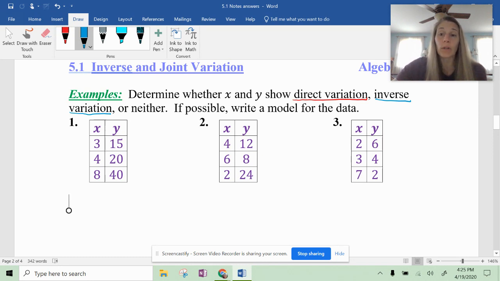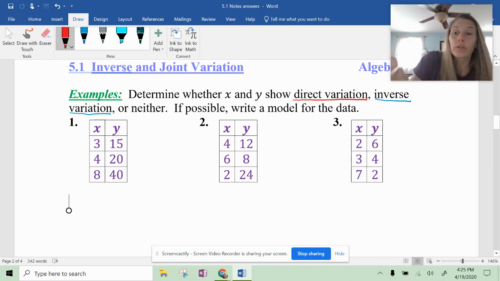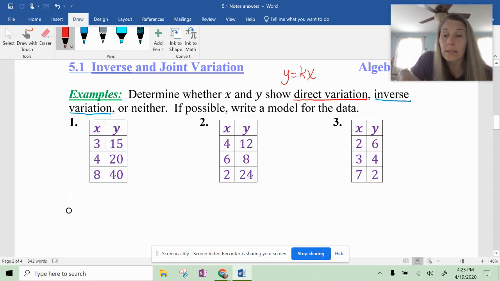So the first thing we want to do is identify what is that constant. Now, for direct variation, since we know that the equation is the constant multiplied by the x, if we're solving for that k, remember it's just like doing slope, it's y over x. So let's find the constant doing it that way for number 1 and see if they're all the same. If they're the same, they're constant, and then you know it's direct variation.